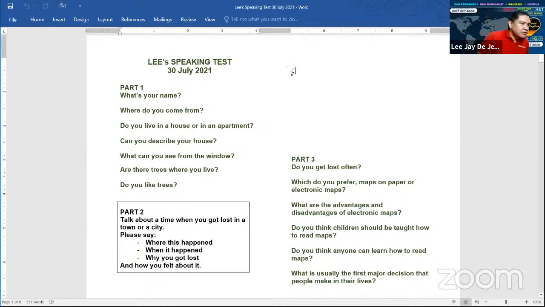So here you go. These were my questions for part 1, which will last for a few minutes, 4 or 5 minutes. They asked me what's my name, where I come from. Then the other questions were, do you live in a house or in an apartment? So these three, they're quite typical. These are very, very common opening questions in the IELTS interview. Can you describe your house? What can you see from the window? Are there trees where you live? Do you like trees? Part 1 pa lang yan.